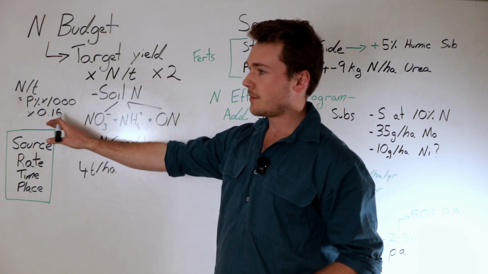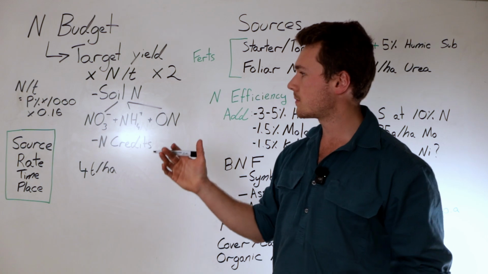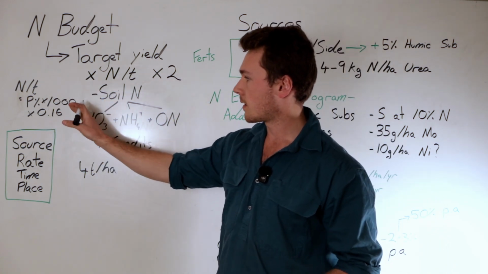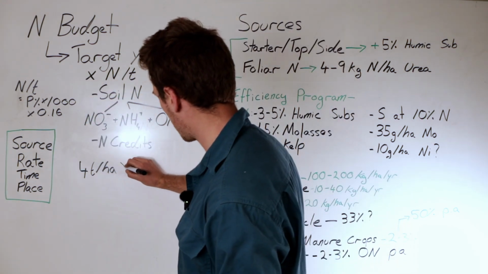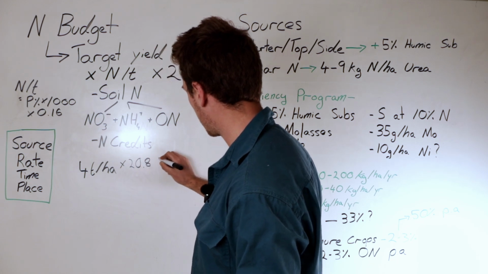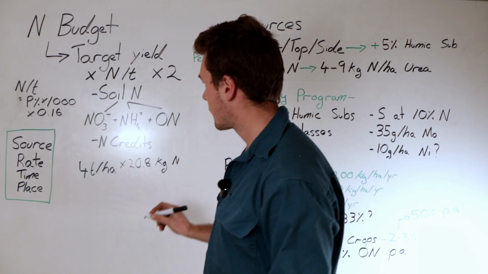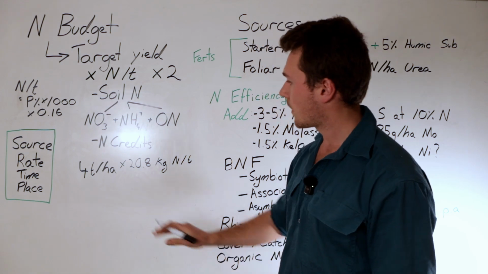So we're going to say we want a 13% protein in our wheat. So it'd be 13 times 1,000 times 16%, which is equal to 20.8 kilos of nitrogen per ton of biomass.